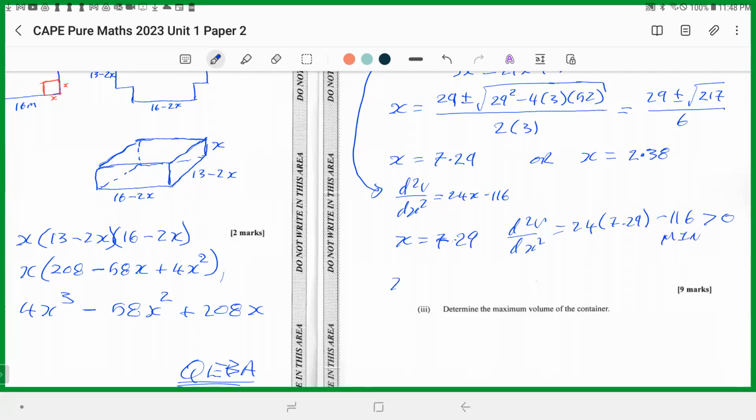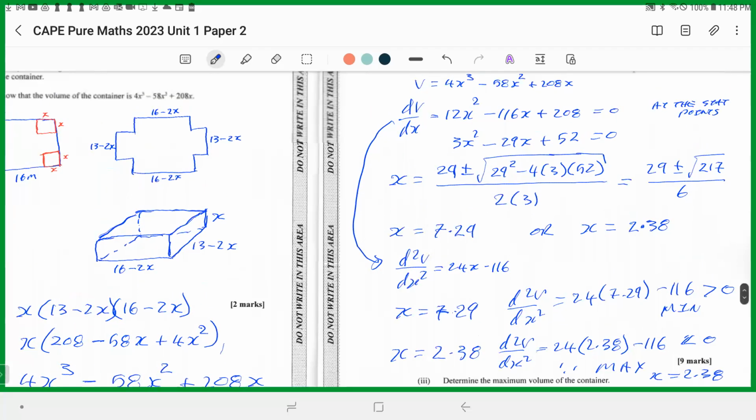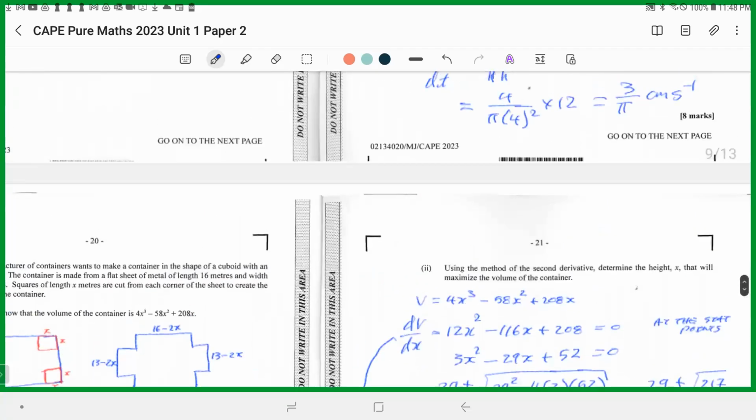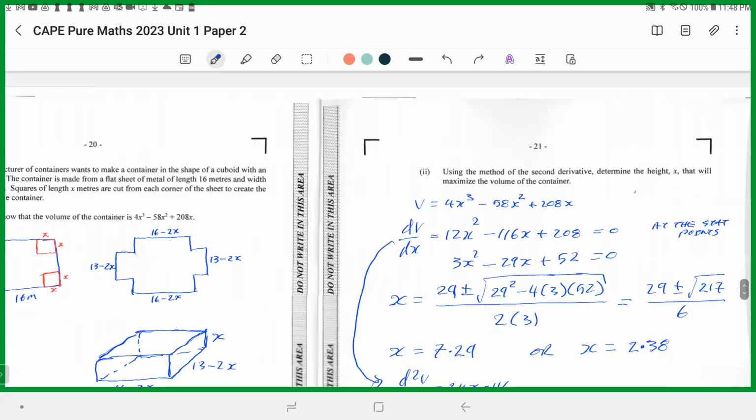There's the other one, which is x equals 2.38. d2v by dx squared becomes 24 times 2.38 minus 116, which is less than 0. Therefore, this is the one that gives us a maximum. So the answer is x equals 2.38. That's what the question asks for finally: determine the height x that will maximize the volume. So this is the answer right here.